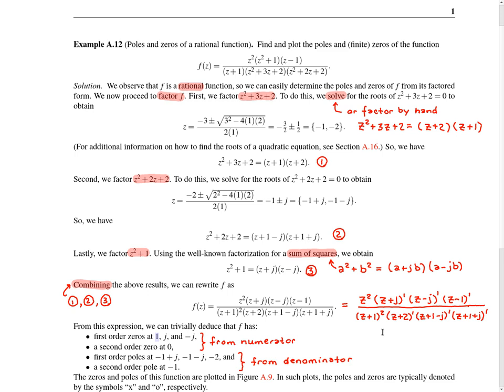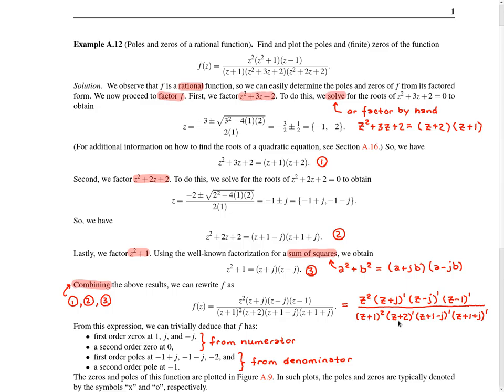Then if we go over to the denominator, now we can figure out the poles of the function and their orders. So the first factor here, we have z plus 1 squared. So again, we have to read this with a minus sign. So it's z minus minus 1, so the pole is at minus 1. And it's second order because of the power here being 2. So we have a second order pole at minus 1. So that comes from this factor.